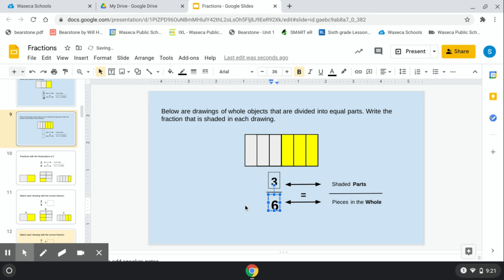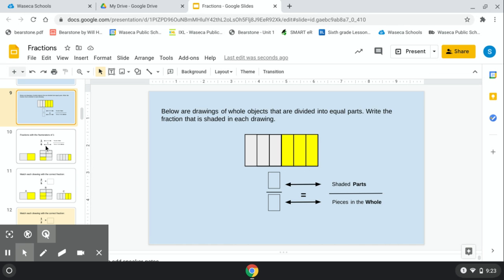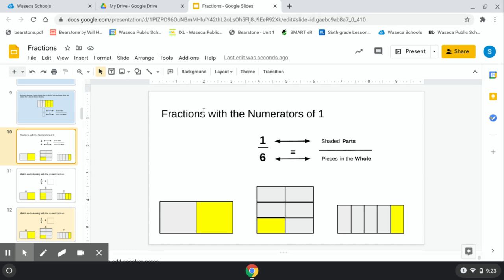3/6 of this fraction is shaded yellow. All right, so now we are going to look at fractions with the numerator, or the top number, of 1. So we know that this fraction is 1/6. The 1 is the total number of shaded yellow parts, and the 6 is the total number of pieces that the rectangle is split into.